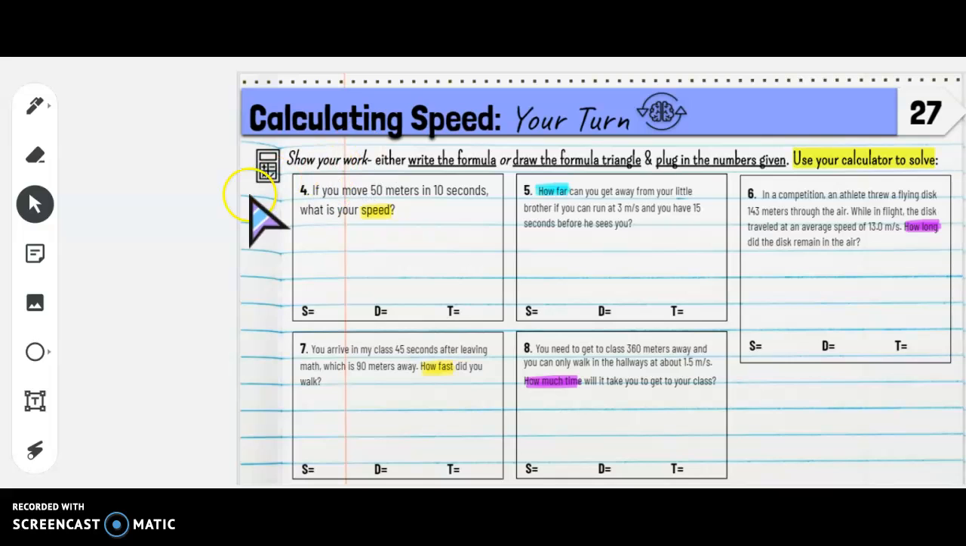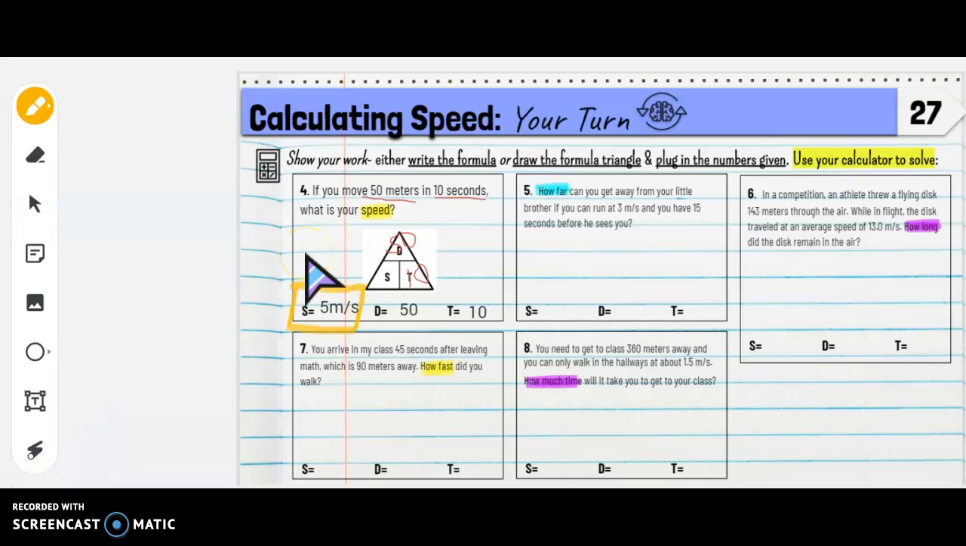On the next set of practice problems, go ahead and pause your video so you can try them on your own, and then make sure you come back to check your work. For problem 4, it gave us 50 meters, the distance, 10 seconds, the time, and you were solving for speed. So you have distance divided by time. When you plug 50 divided by 10 into your calculator, you should have got 5, and the units for speed, meters per second.